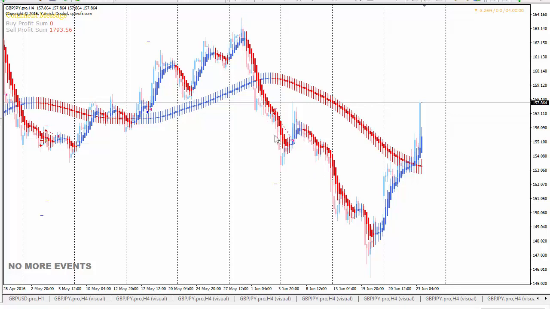This one here is just running on once per bar on a 4-hour chart, so it's not 100% accurate, but this is the only way you can do it in this particular visual mode. So this is why we're using this.